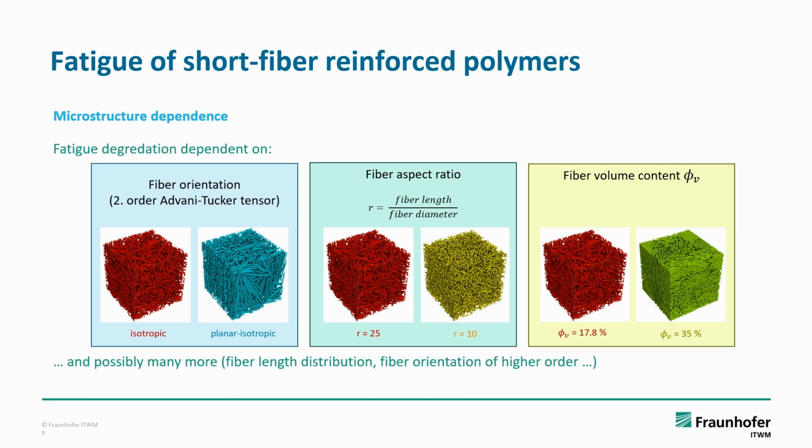Then it will also depend on fiber aspect ratios, so how long these fibers are in comparison to their diameter, and on fiber volume contents, so how many fibers are stirred into the matrix material, and possibly on many more, like for example, fiber length distributions, fiber orientations of higher order, and so forth and so on. So computational homogenization is actually kind of the only way to integrate all these dependencies, or to understand all these interdependencies, and to predict the reinforced material.